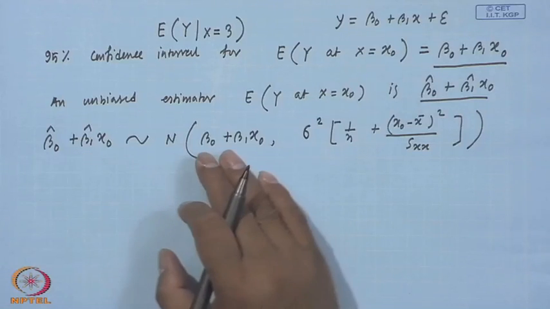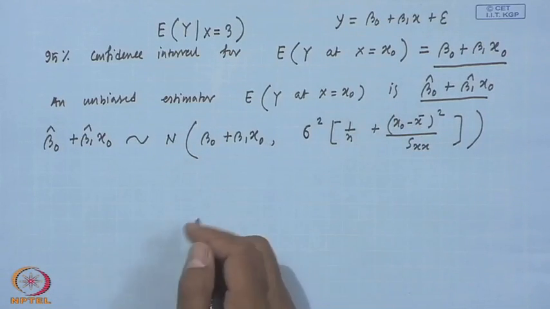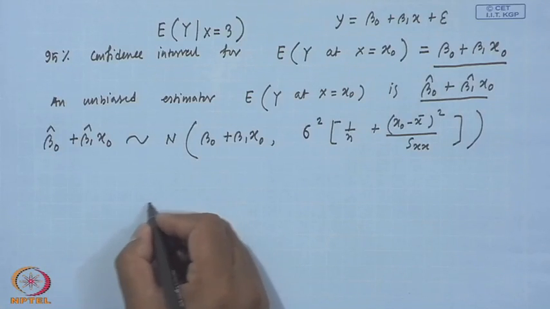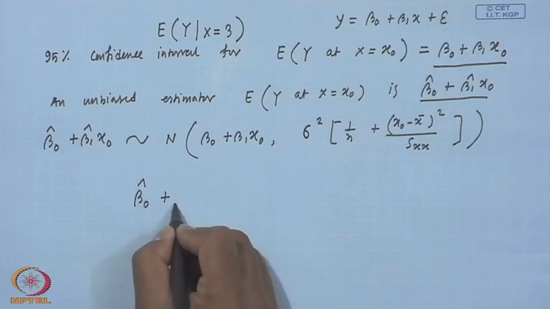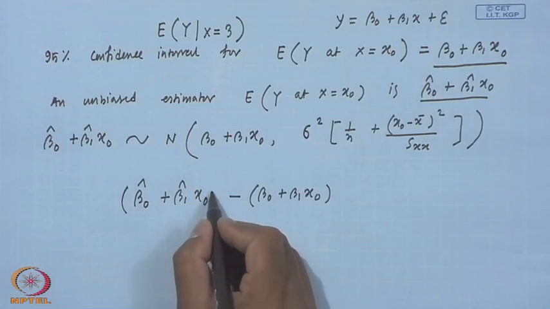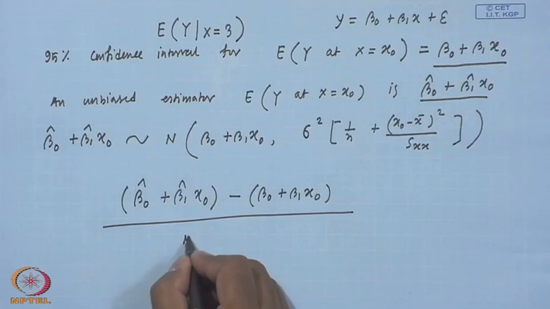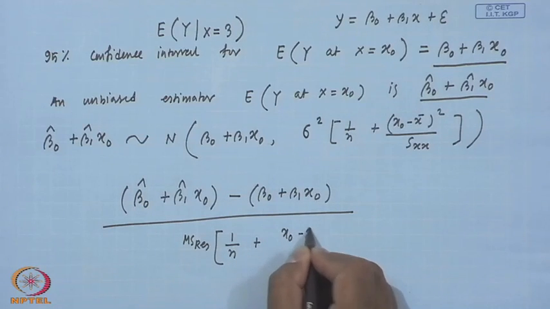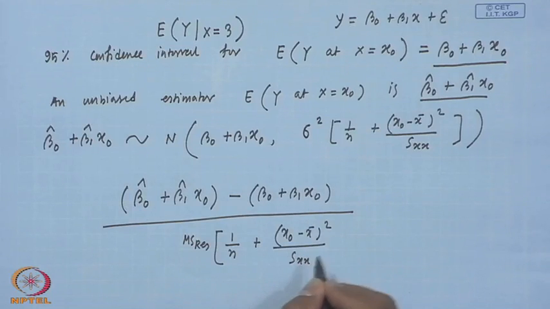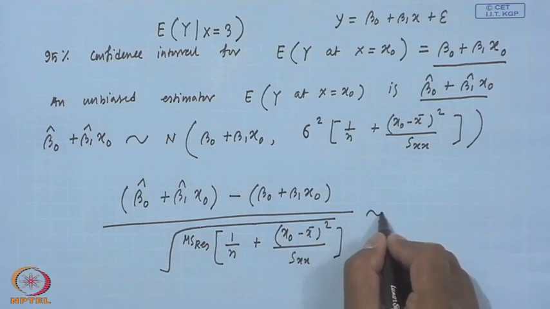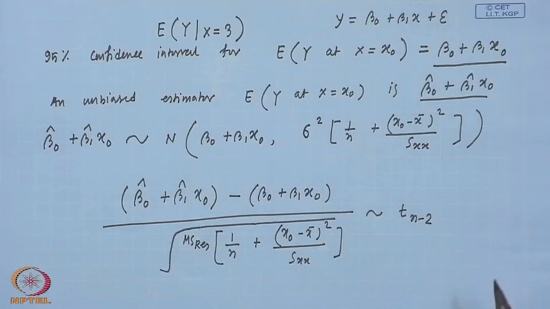Of course, this minus the mean, divided by the square root of the variance, follows normal 0, 1, and if you replace sigma square by MS residual, then that follows a t distribution. So beta naught hat plus beta 1 hat x naught minus the mean beta naught plus beta 1 x naught, divided by the square root of MS residual times 1 by n plus x naught minus x bar whole square by Sxx, follows a t distribution with n minus 2 degrees of freedom.